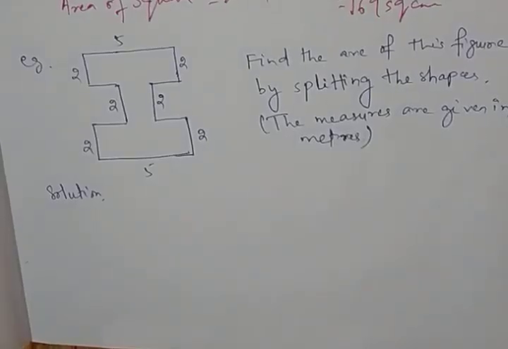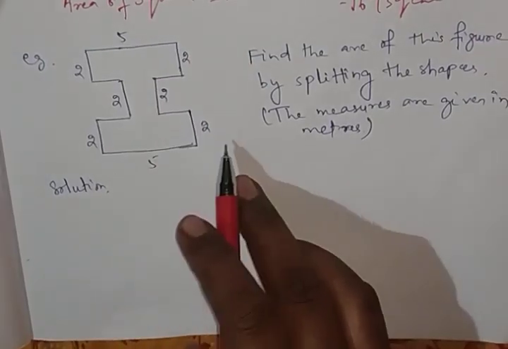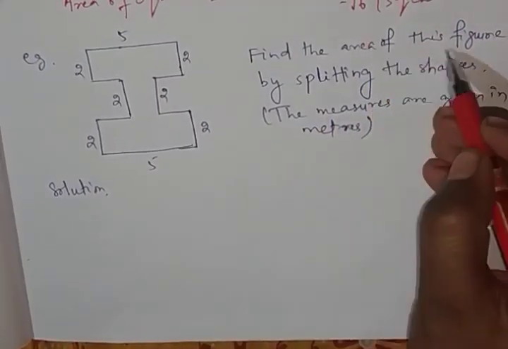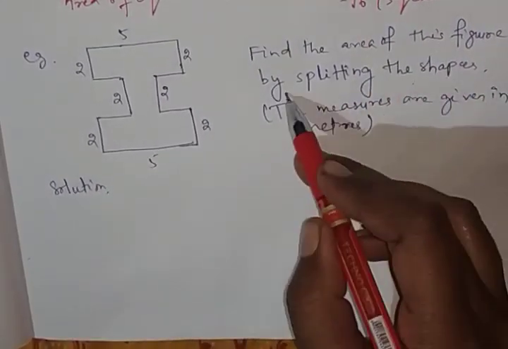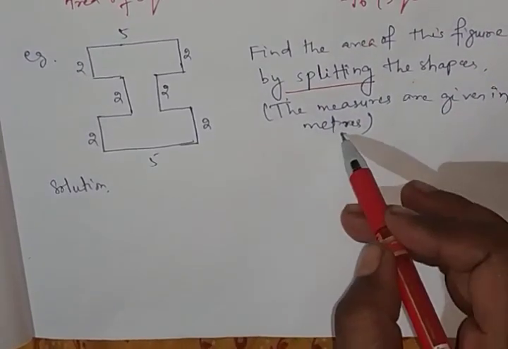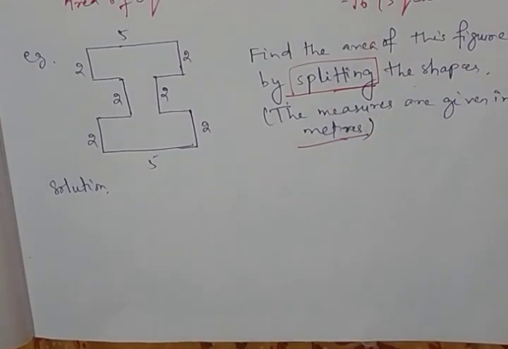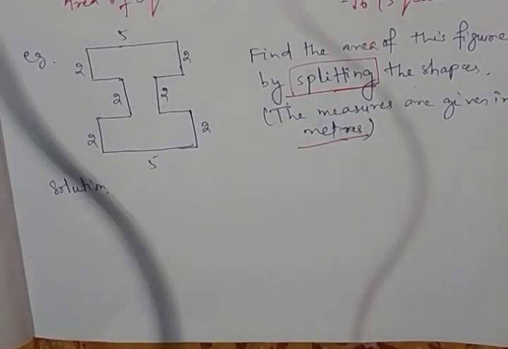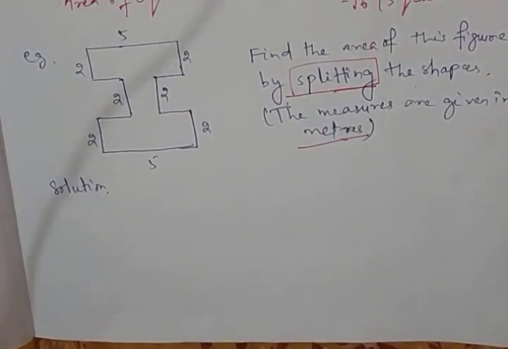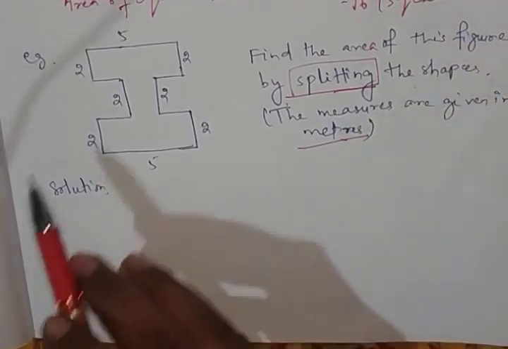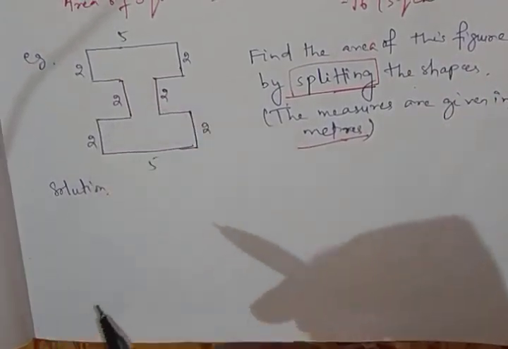Next we see another example. Here one figure is given. Find the area of this figure by splitting the shapes. The measures are given in meters. Okay. By splitting. Splitting means what? Dividing. Or breaking. Like you are tearing the paper. If you divide it, that is splitting.